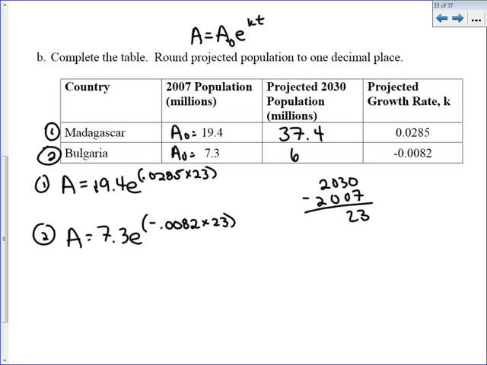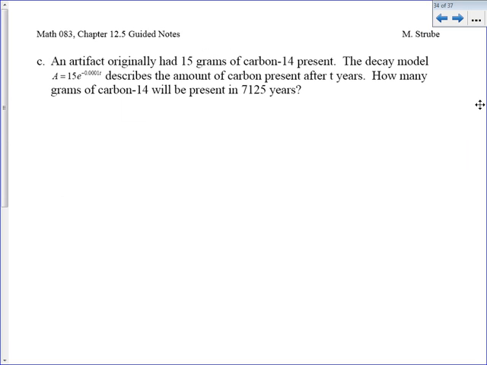Questions? So we're out of time for the full classwork, but we certainly have time that you could do the last one. So an artifact originally had 15 grams of carbon-14 present. The decay model, A equals 15e to the negative 0.0001 t, describes the amount of carbon present after t years. How many grams of carbon-14 will be present in 7,125 years?